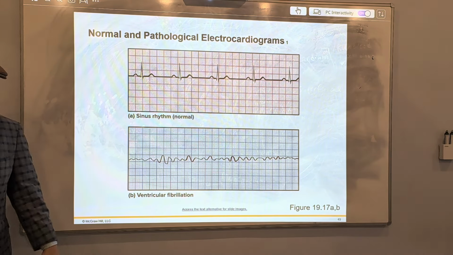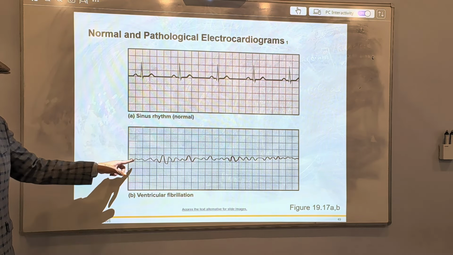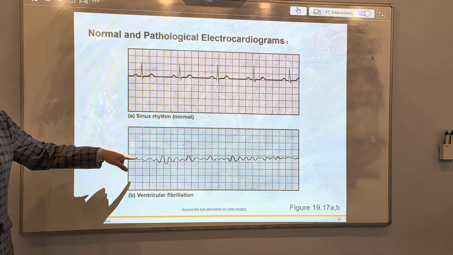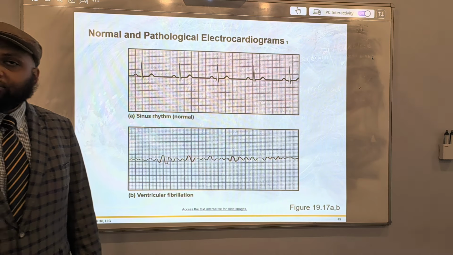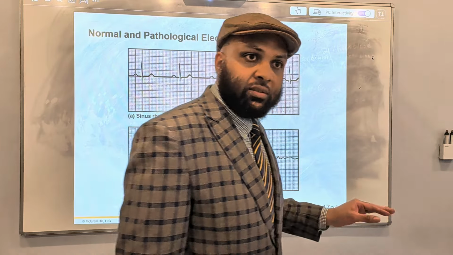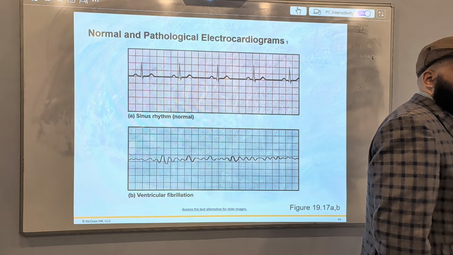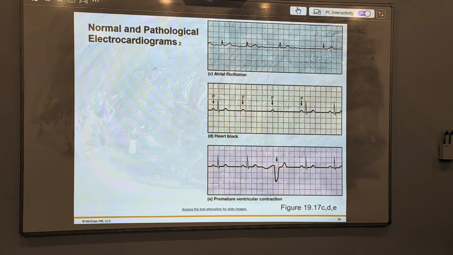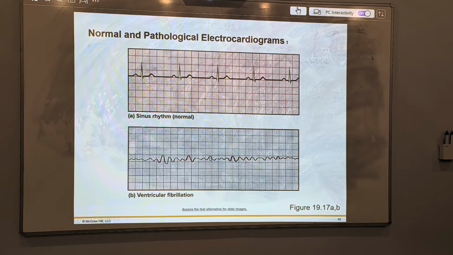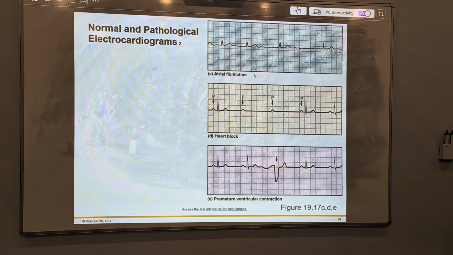But when you look here, do you see PQRS? Do you see anything? This person is suffering from ventricular fibrillation, meaning blood is not being pumped and the tissues are about to die because there is no oxygen arriving. That's another form, atrial fibrillation. This shows you ventricular fibrillation. That shows the atrial fibrillation.